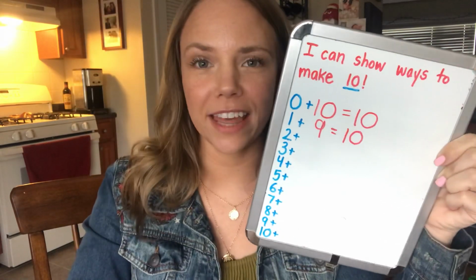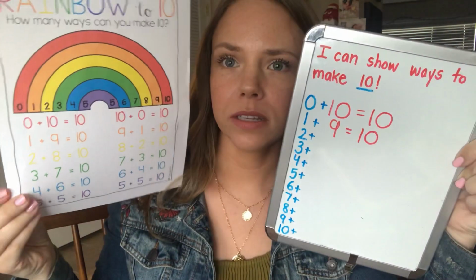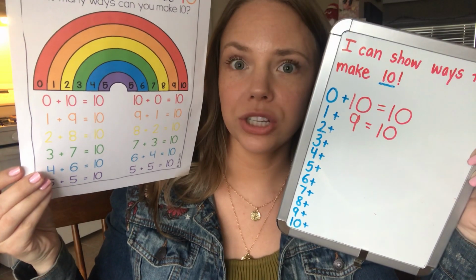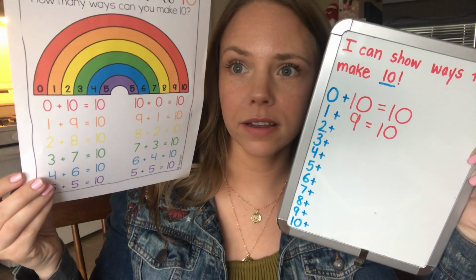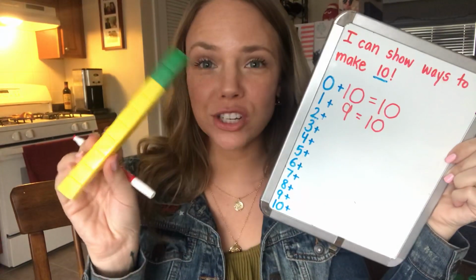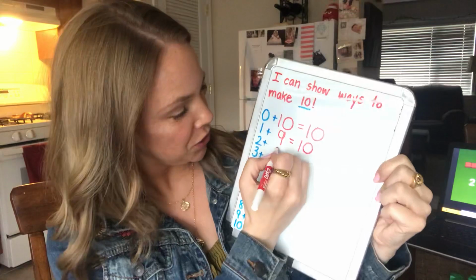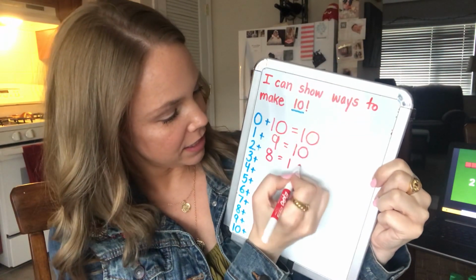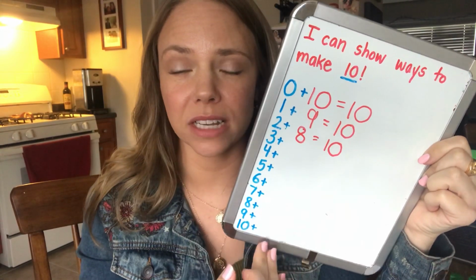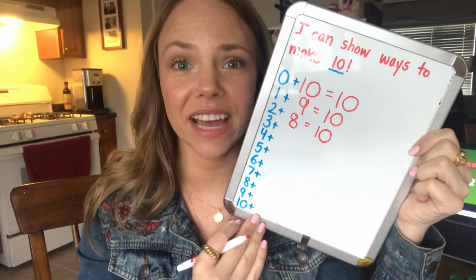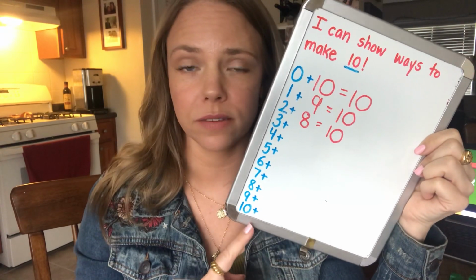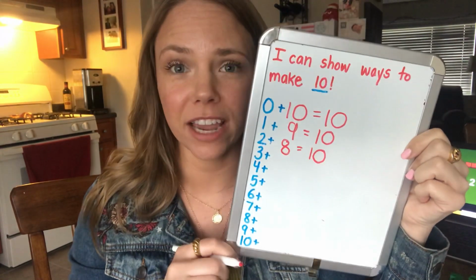Let's do one more together. 0 and 10, 1 and 9, 2 and... That's right, 2 and 8, just like I was showing you with my cubes. 2 plus 8 equals 10. And you're going to continue with your list until you've written all 11 ways to make 10 using addition equations. Okay, that is your assignment for today.